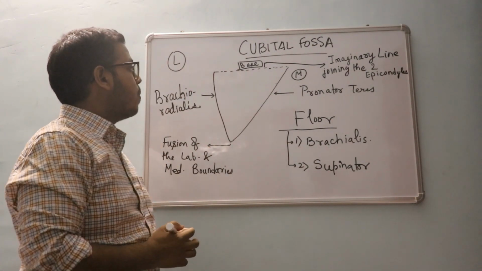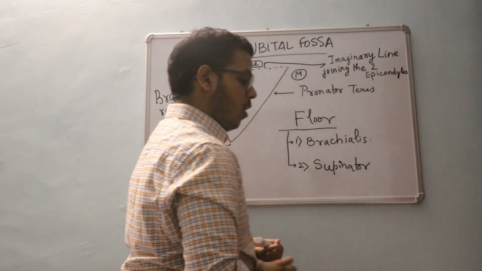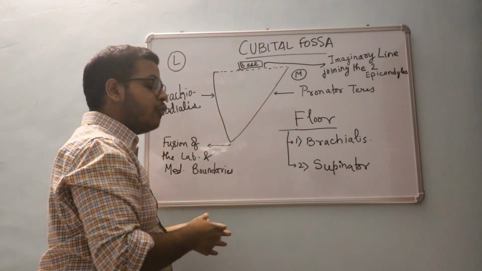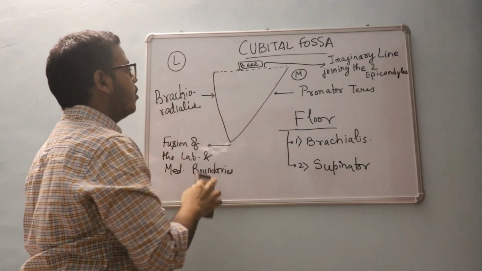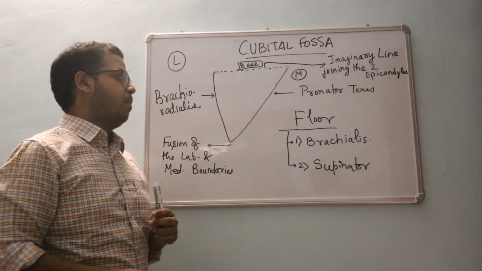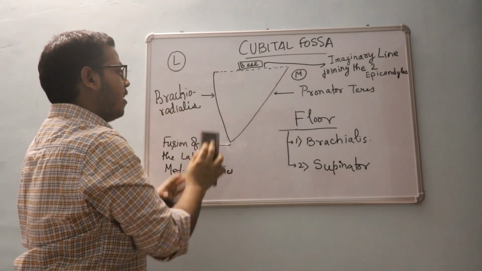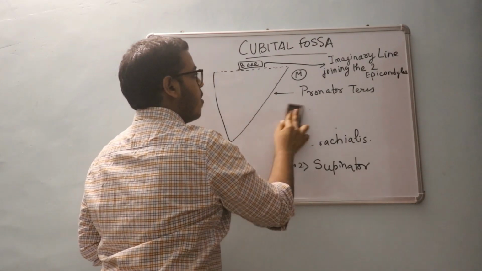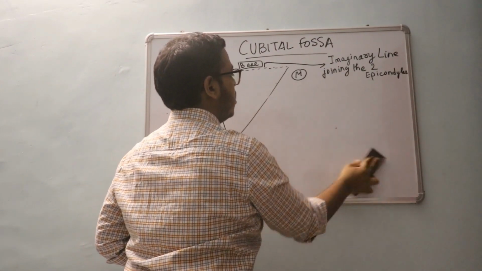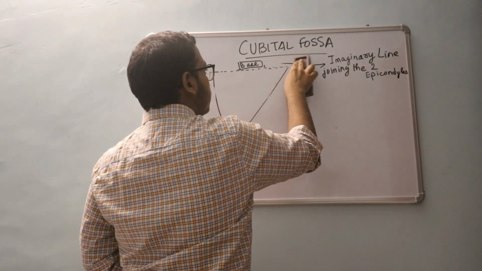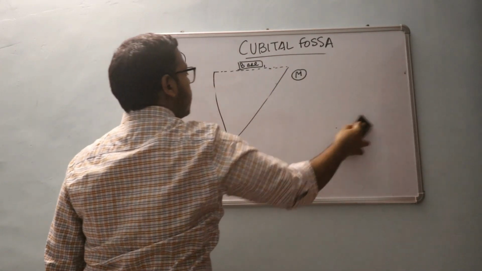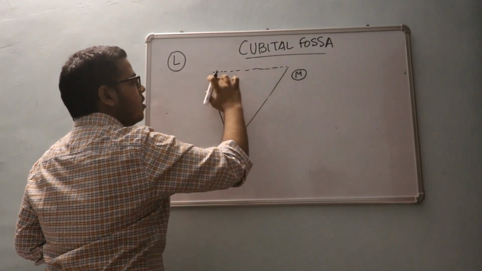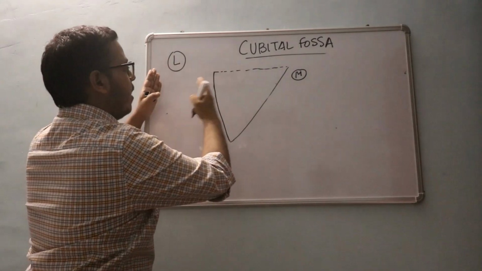For the roof, I'll discuss the contents and the roof in a separate diagram. Okay, I'll rub these things off. I'll keep the diagram as it is. I've kept the imaginary line, the triangle, the lateral, and this is the medial.